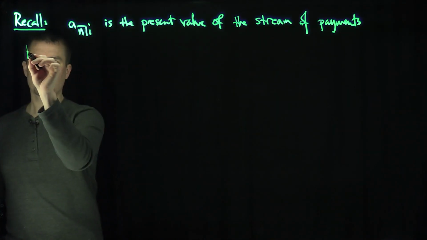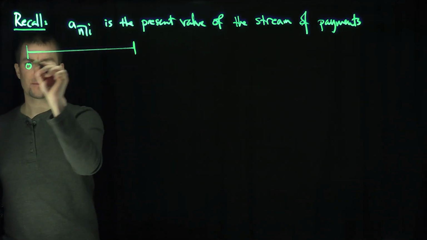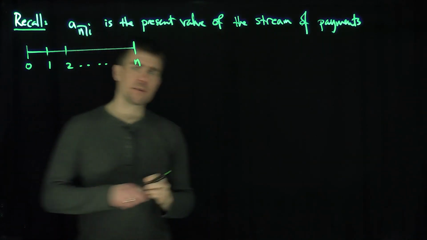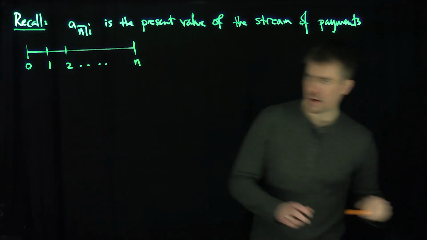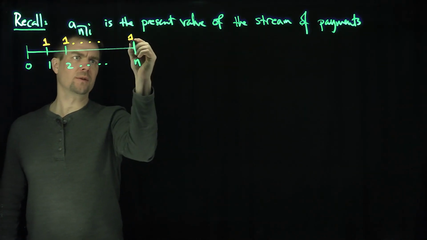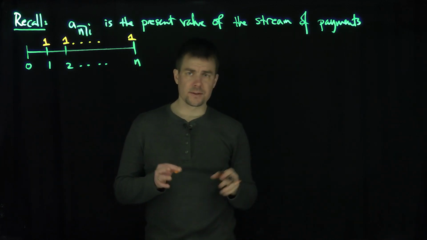as follows. Here's your timeline. Here's time 0, here's time 1, here's time 2, all the way down to time n. And the stream of payments you get with this annuity is you get $1 at time 1, $1 at time 2, $1 all the way at time n. And so that's what A_n represents.